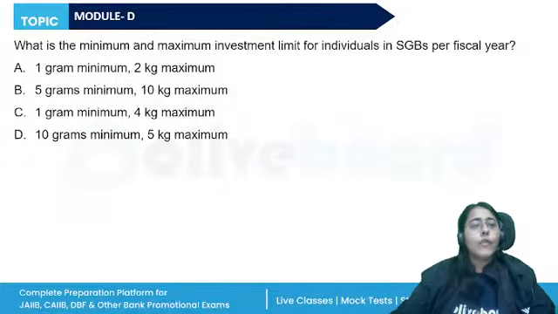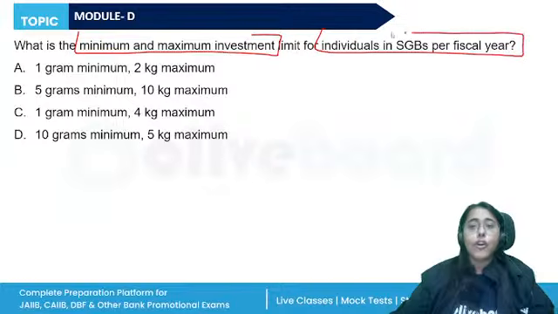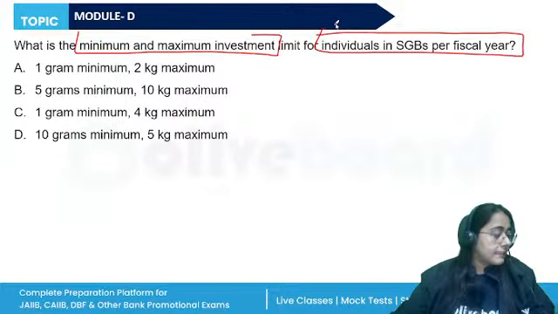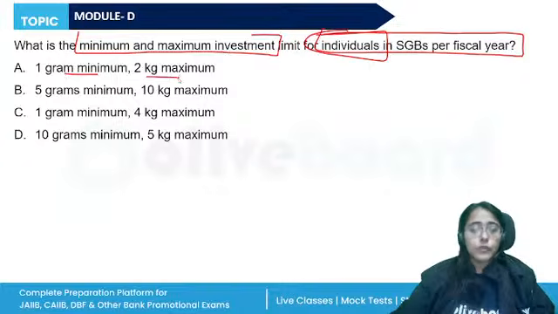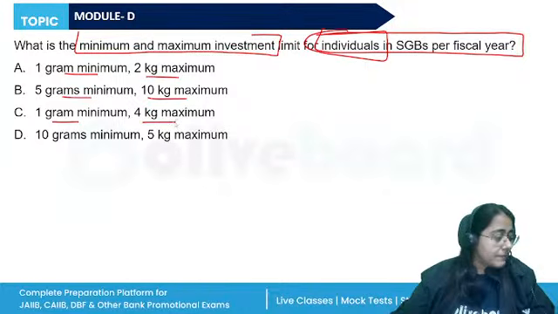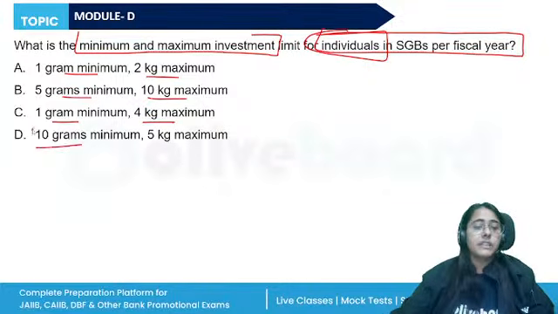What is the minimum and the maximum investment limit for individuals in the sovereign gold bonds per fiscal year? For individuals, 1 gram minimum, 2 kg maximum; 5 grams minimum, 10 kg maximum; 1 gram minimum, 4 kg maximum; and 10 grams minimum, 5 kg maximum.